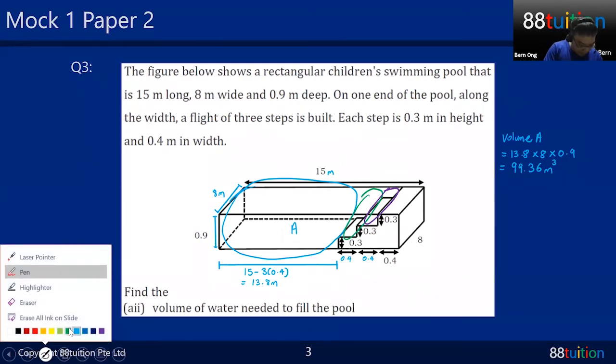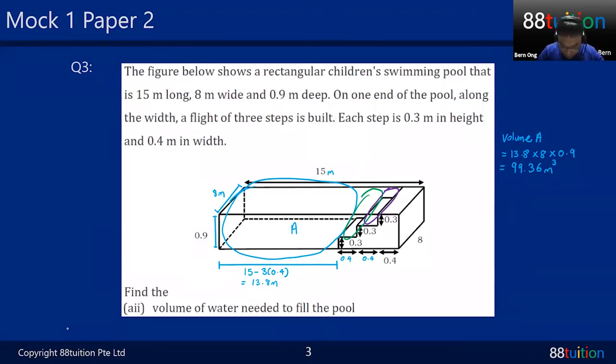Let's go and find the green color portion. All right, the green color portion, be careful. The width down here is 0.4. The steps, the width is 0.4. The depth is still 8 meter. But the height, what is the height? Be careful. Height is actually 0.9 meter minus the first step, which is 0.3. So the height is actually 0.6 meter. So the volume of B is equal to the width 0.4 times the depth 8 times the height 0.6.